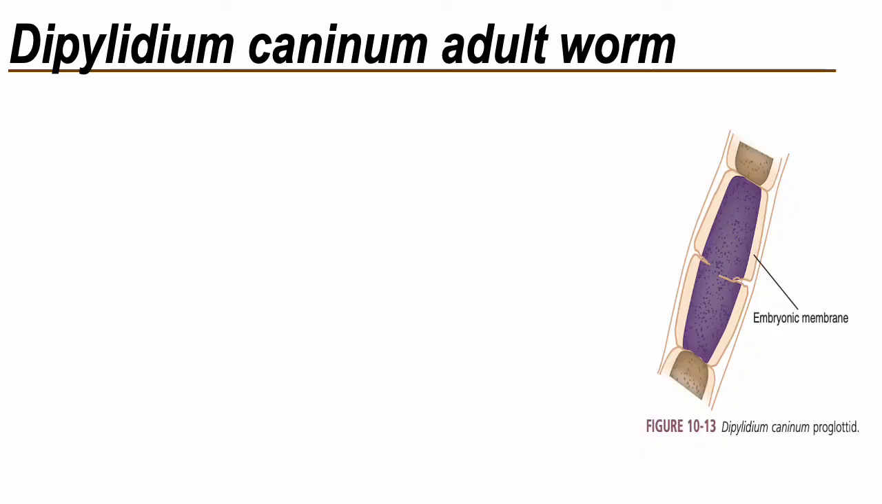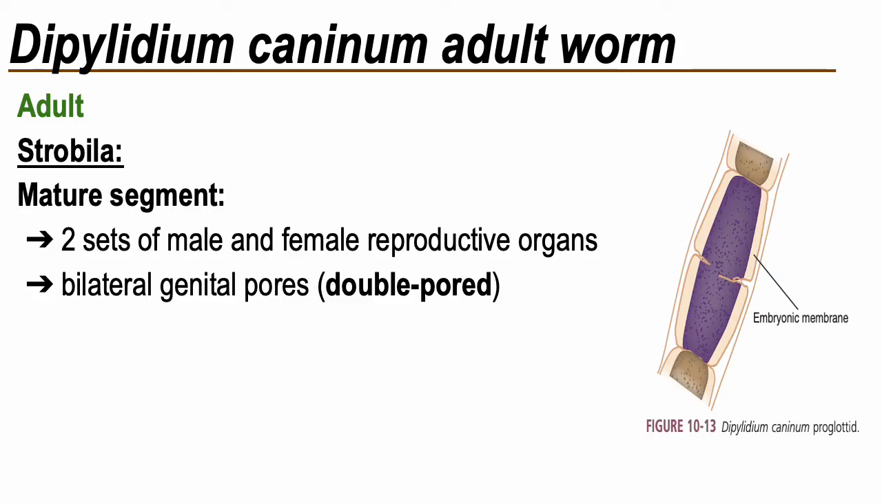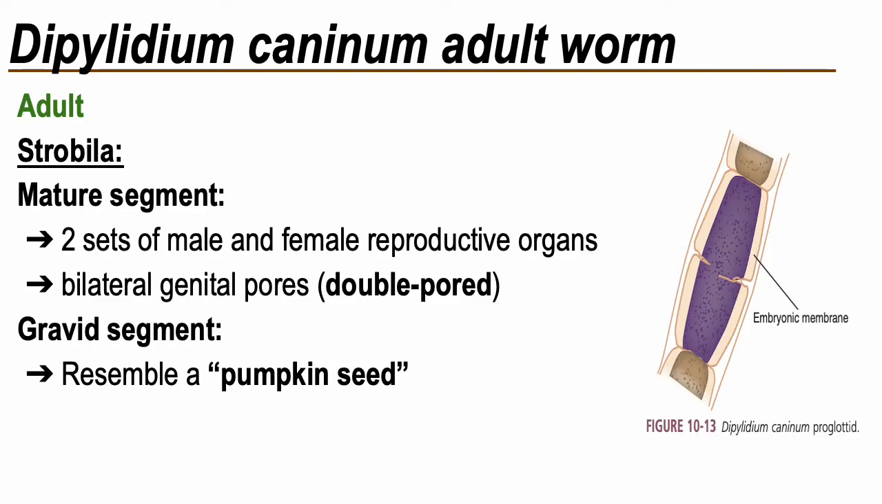So now let's talk about the segments of the Dipylidium caninum adult worm. For the mature segment, it contains 2 sets of male and female reproductive organs and also contains 1 pair of bilateral genital pores. Hence the common name double-pored tapeworm. Later on, we'll show you the location of these 2 genital pores in the mature segment. While the gravid segment resembles a pumpkin seed. The gravid segment contains capsules filled with 8 to 15 eggs enclosed in an embryonic membrane.